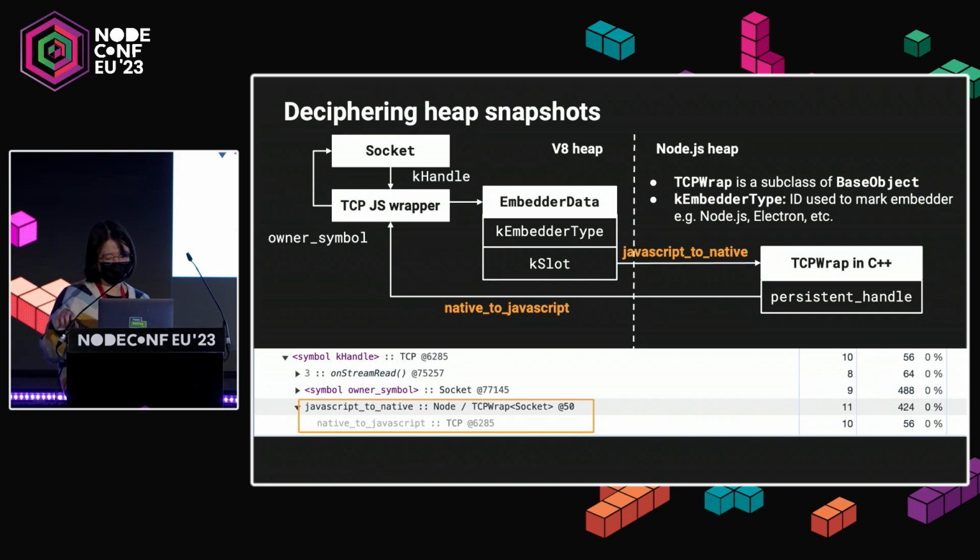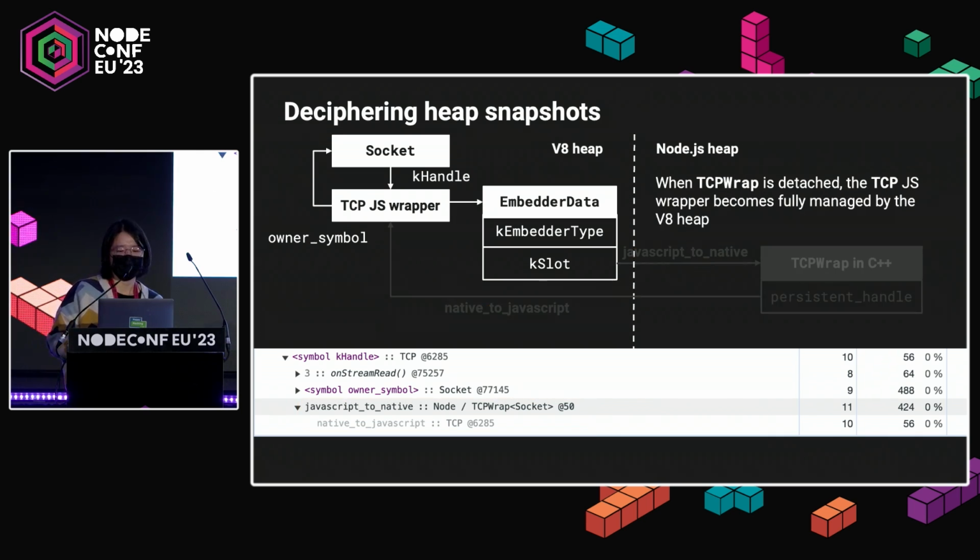In a heap snapshot containing a socket, you can see the references being marked as JavaScript to native and native to JavaScript here. This is a cycle, and that's why the DevTools shows the native to JavaScript edge as gray. That's what it does for cycles. And when the TCP wrap is detached, the TCP wrapper becomes fully managed by the V8 heap. And when the JavaScript references to it are gone, it will also be available to be garbage collected.